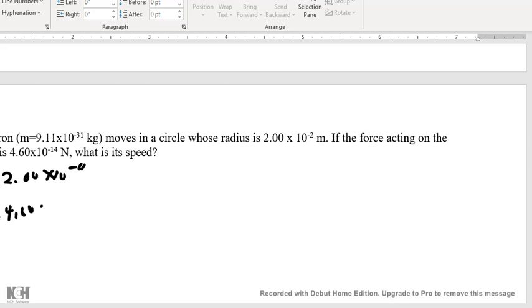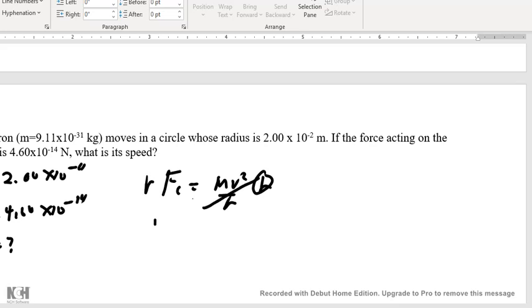4.60 times 10 to the minus 14. What is a velocity? Well, what formula has an F and a V in it? Fc is equal to mv squared over r. You have to solve this equation for the v. Give him some r, give this side some r. Cancel. What do you got left? Rfc equals mv squared. Switch them around.